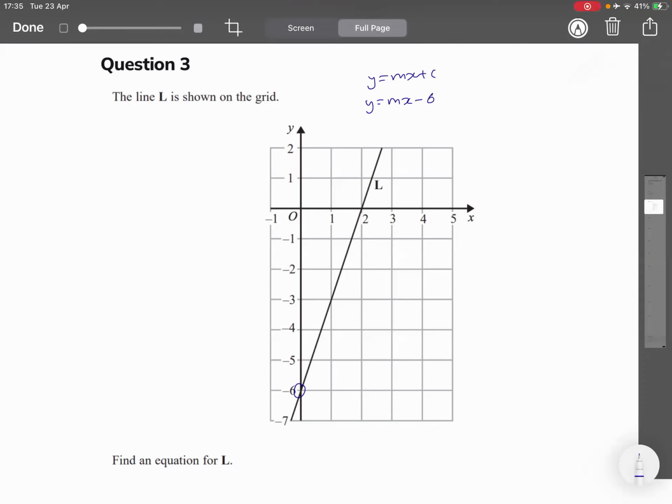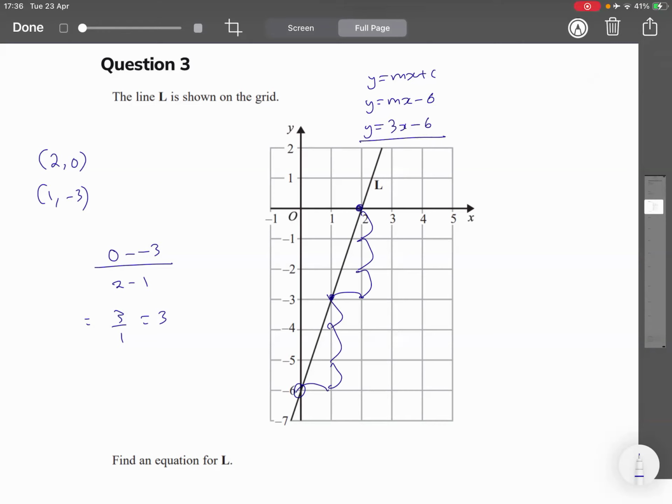There are 2 ways to work out the gradient. I taught you the shortcut way, but let's try the proper way. So I'll pick 2 coordinates: 2, 0 and 1, minus 3. The change in y is 0 minus 3, and the change in x is 2 minus 1, which is 3 over 1. But also, like you said, every time I go across by 1, I jump up by 1, 2, 3. So the gradient is 3. y equals 3x minus 6 is my final answer.